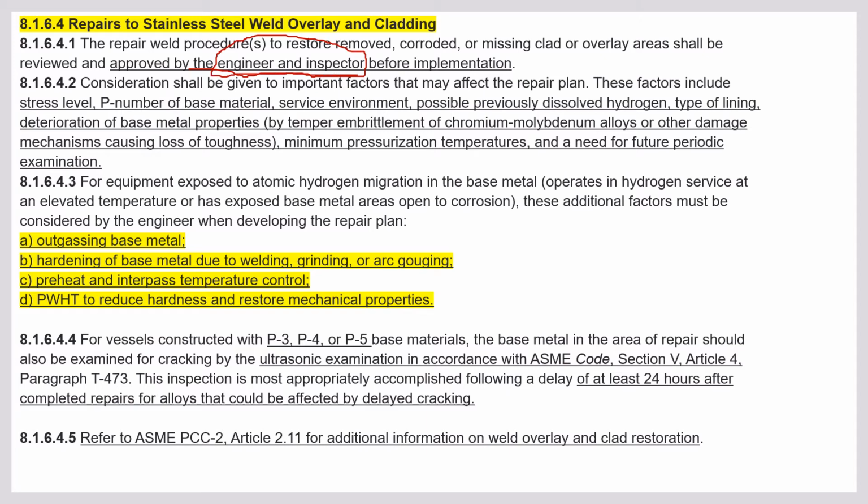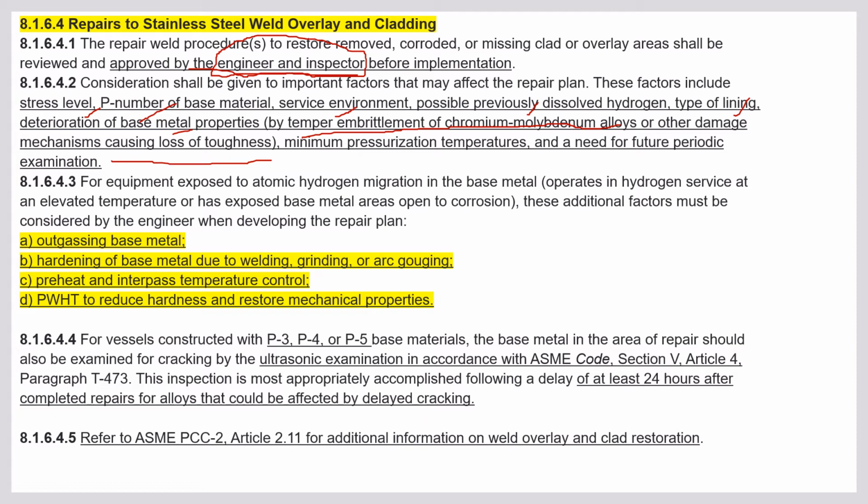Consideration shall be given to important factors that may affect the repair plan. Those factors include stress level, P number of base metal, service environment, possible previous dissolved hydrogen, type of lining, and deterioration of base metal properties by temper embrittlement. What is temper embrittlement? It occurs in chromium molybdenum alloys, or is caused by a damage mechanism causing loss of toughness. Temper embrittlement we usually address with PWHT, okay.